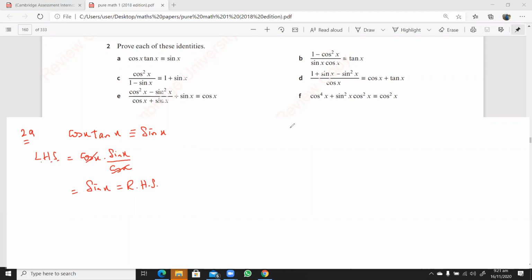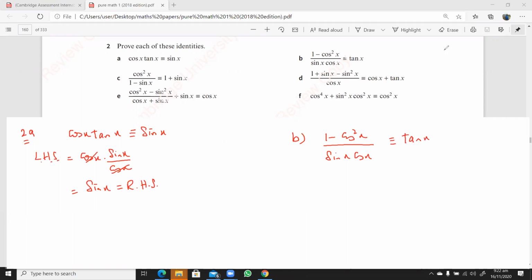Okay. Look at this B part. I'm doing these parts. You will do the same parts again totally yourself. This is 1 minus cos square x over sin x cos x, that is same as tan x.